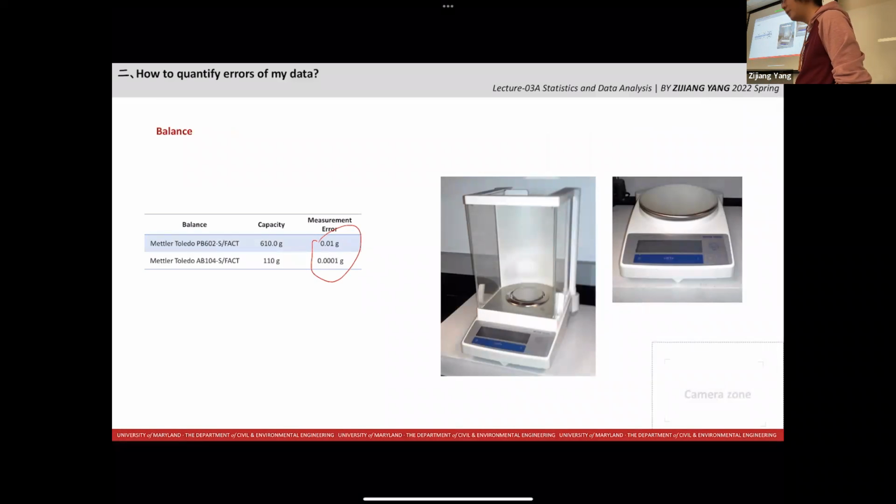Which one is which? Yes, that's a good question. This one is this one, and this one is that one. The one that has the shield to prevent the wind is very sensitive. So this one is the more accurate.